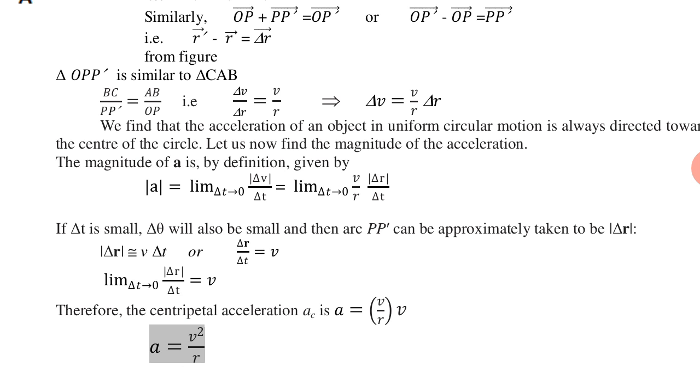So therefore the centripetal acceleration A equal to delta v by delta r as v upon r into v. So that one is the acceleration. So this acceleration is called as centripetal acceleration, and finally we got a is proportional to v square divided by r. So this is the final expression for centripetal acceleration.